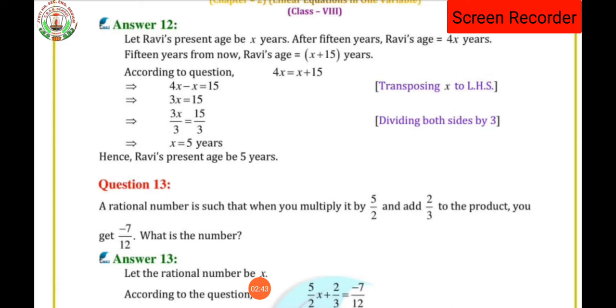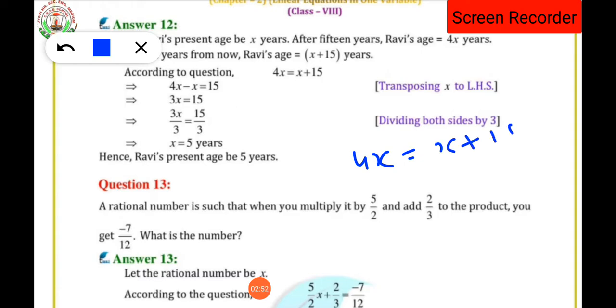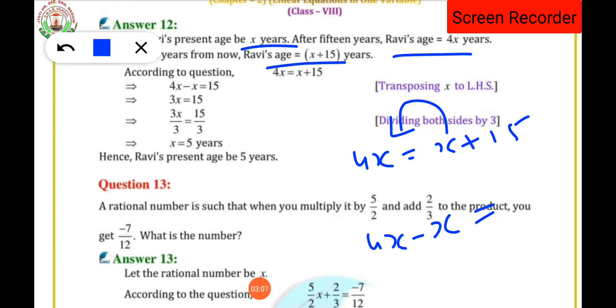Now according to the question, we get the equation 4x is equal to x plus 15. After this, what do we have to do? We transpose x from the right hand side to the left hand side. It will become minus x. So 4x is equal to x plus 15 is the required equation. When we transpose x from the right hand side to the left hand side, it becomes minus x. So 4x minus x will be equal to how much? It will be 3x is equal to 15.